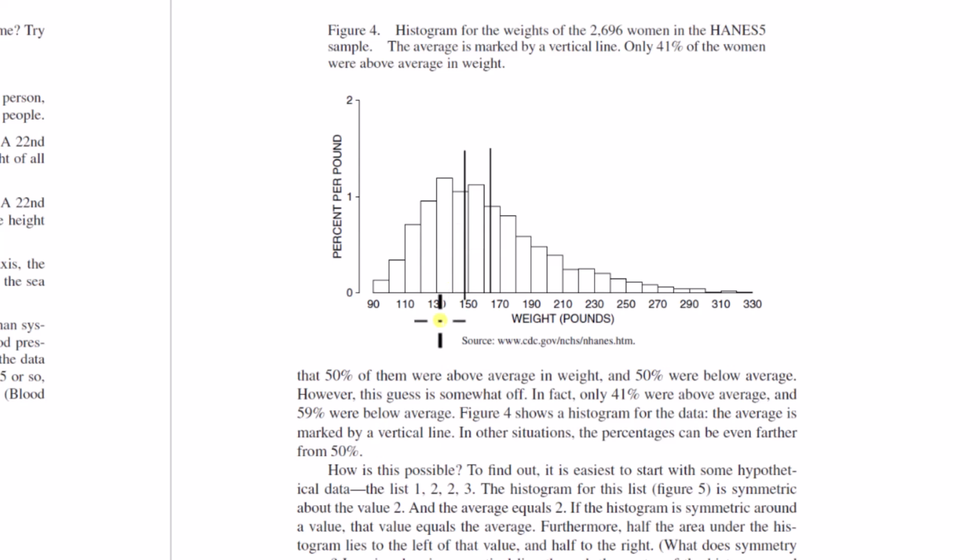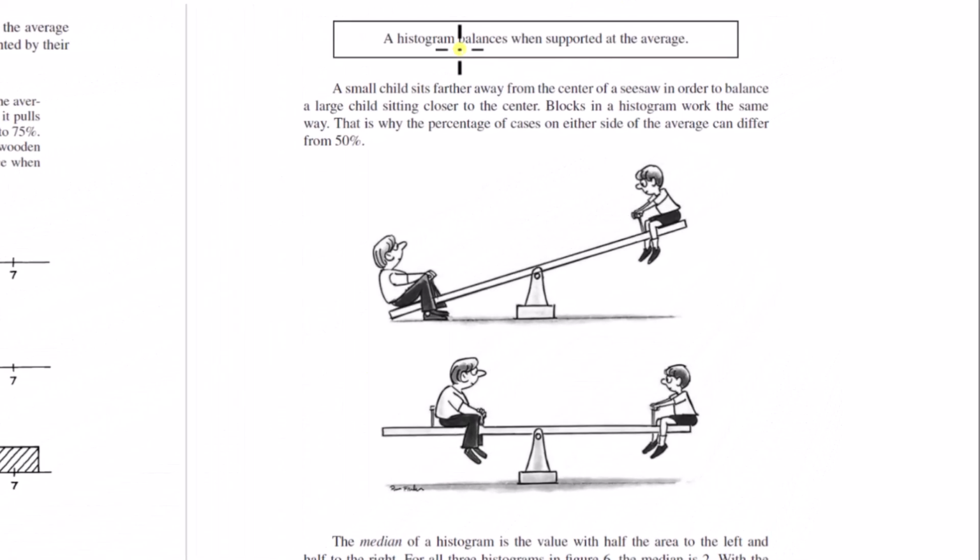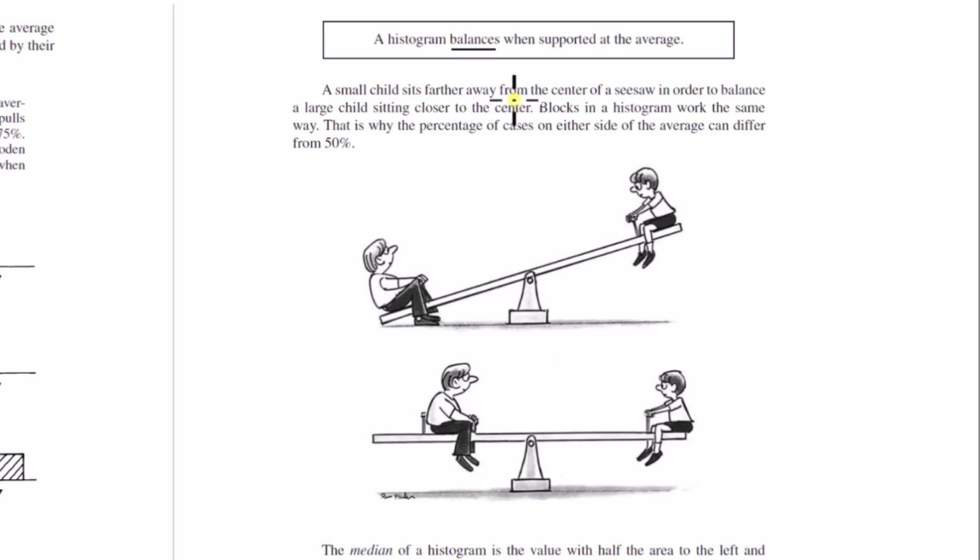That's what happens when you lose that symmetry. When you go away from a curve like that and lose that symmetry, then you're naturally going to have points that are further away from the center being the median than other points. So if you don't have that symmetry, then the median and the average aren't going to line up. It says here a histogram balances when supported at the average. When you think about balancing, you're thinking about the average. When you're thinking about center of area, you're thinking about the median. If a histogram is symmetrical, then the median and the average are the same.